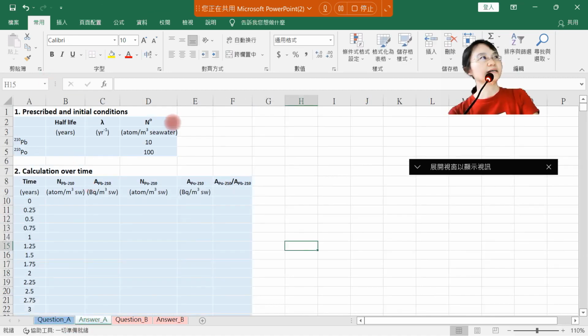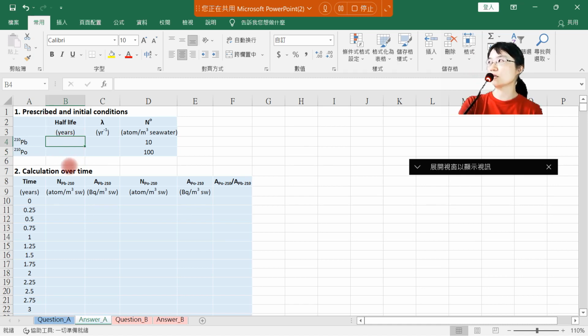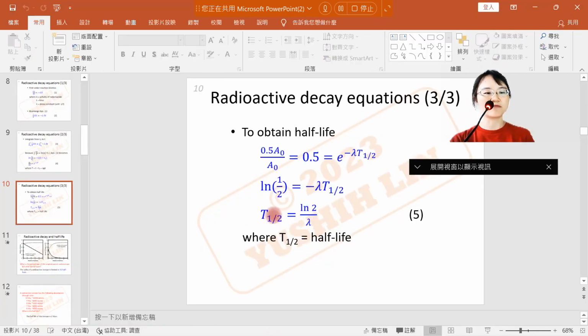Let's look at this. So this is what we need for chemical modeling. We need to have a prescribed initial condition. This is lead-210. This is polonium-210. Here I tell you their initial number of atoms in seawater. The unit is atoms per cubic meter of seawater. You need to look up their half-life from the internet. If you don't know how to look it up, you need to check my previous video recording. From the half-life, you can calculate its decay constant using this. That's how you calculate from half-life to decay constant.